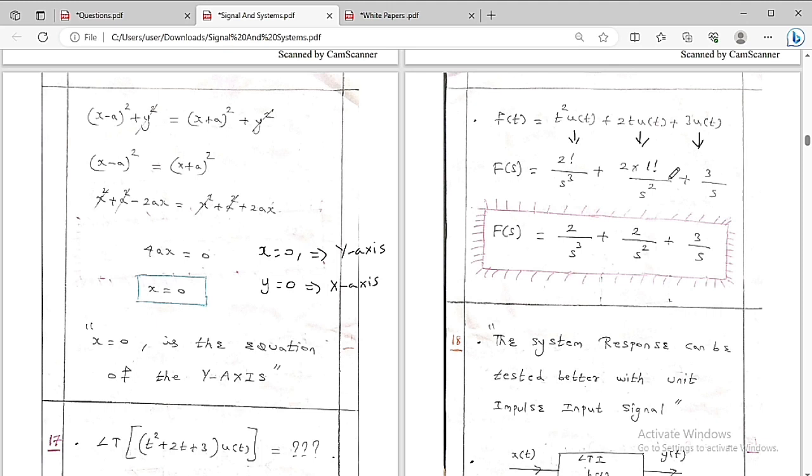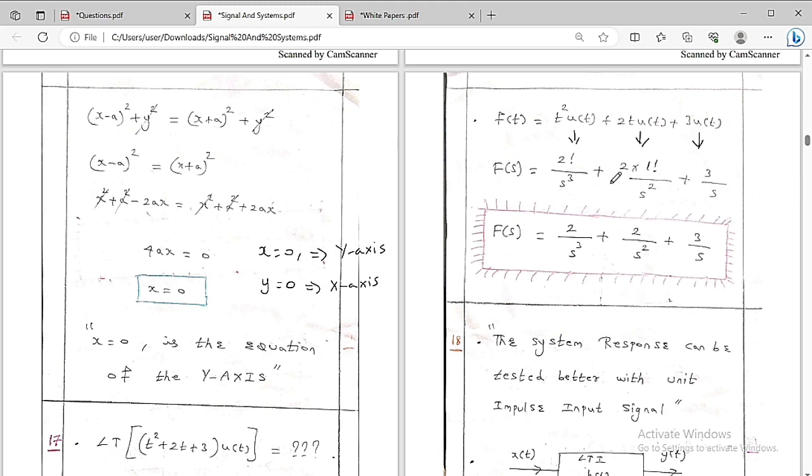So 1 factorial by s to the power of 1 plus 1 is 1 factorial by s square, plus 3 into u of t. Here n is equal to 0. So n is equal to 0 means we are going to get 0 factorial by s to the power of 0 plus 1, which is 1 by s. So 3 into 1 by s.